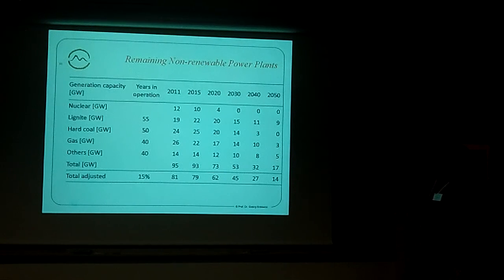But of course, we have these technologies. Of course, here you see the nuclear, it's a phase out of nuclear, 2022. After that, we have no nuclear, but we have a lot of lignite. We assume that the existing lignite power stations have an overall operation of 55 years, hard coal 50 years, gas 40 years, others 40 years. This is a lot of different types. So that means that is the different technologies. And you see, we assume no additional build-up.